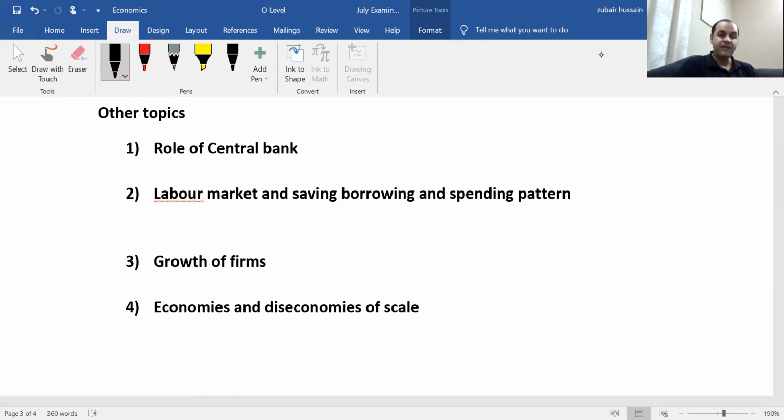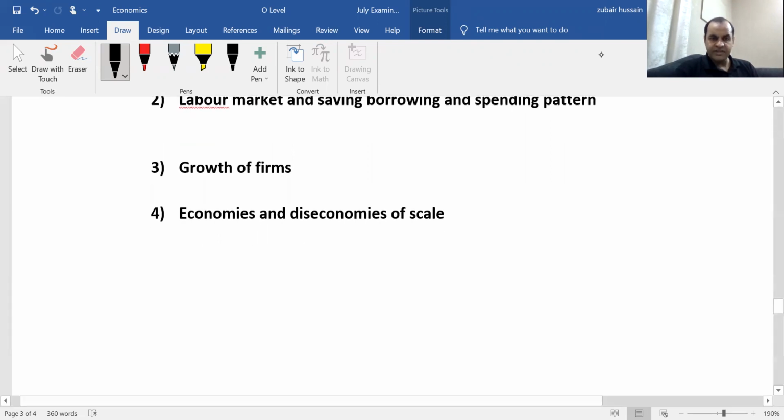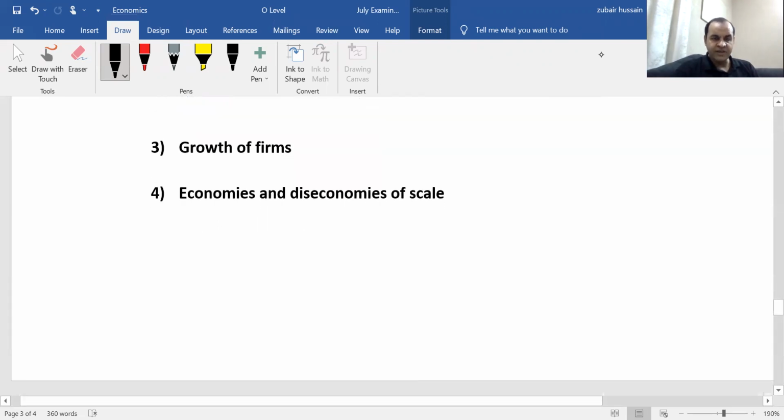Next one is the growth of firms. In the growth of the firm, students, you have to focus on external growth, through integration, takeover or merger. The process of takeover or merger is called integration: vertical integration, horizontal integration, and conglomerate integration. These points you have to focus on and read in a comprehensive way.